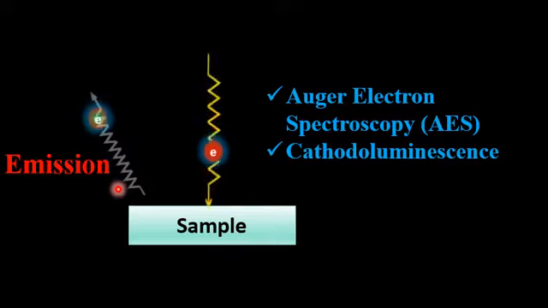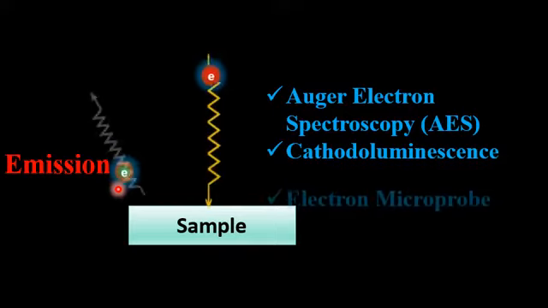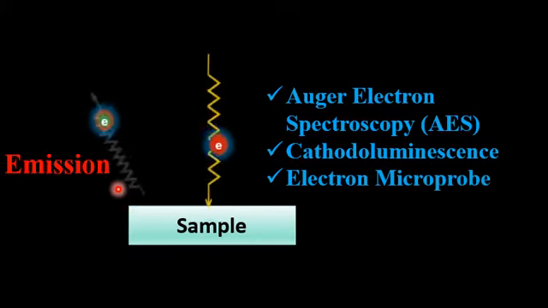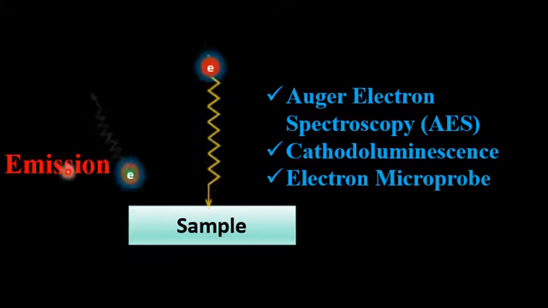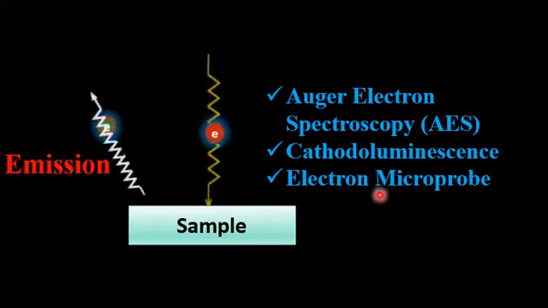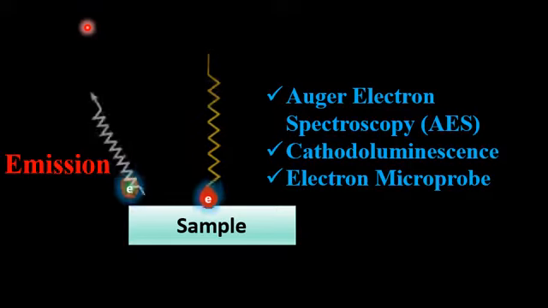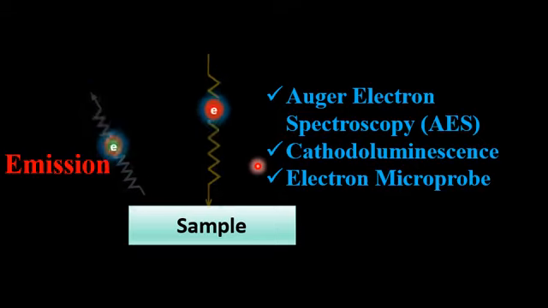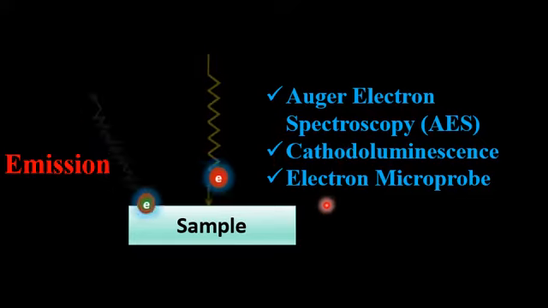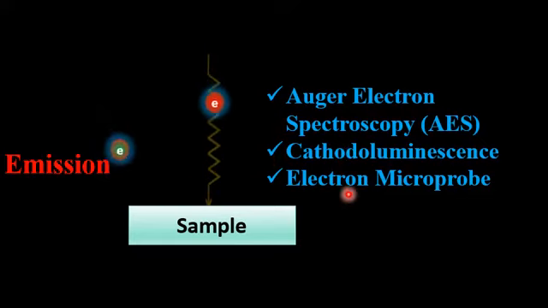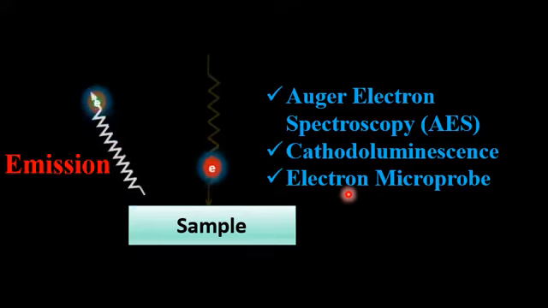Another technique which is based on the emission of electrons or electromagnetic radiation is known as electron microprobe. Electron microprobe is based on emission of tertiary electrons or electromagnetic radiation. Please note that the electron microprobe technique is also used in scanning electron microscopy.